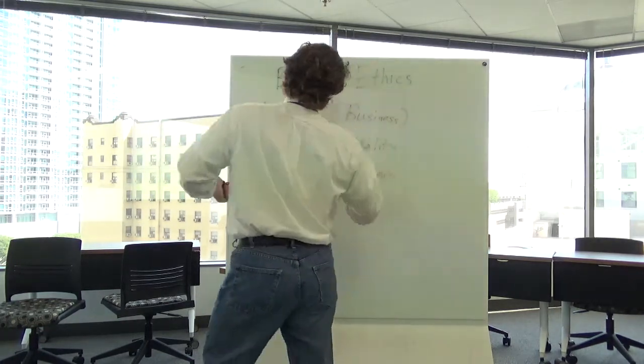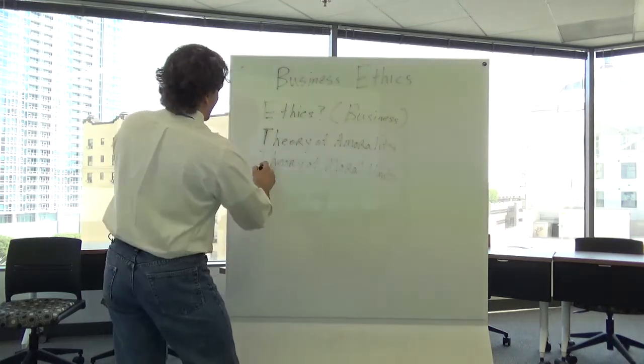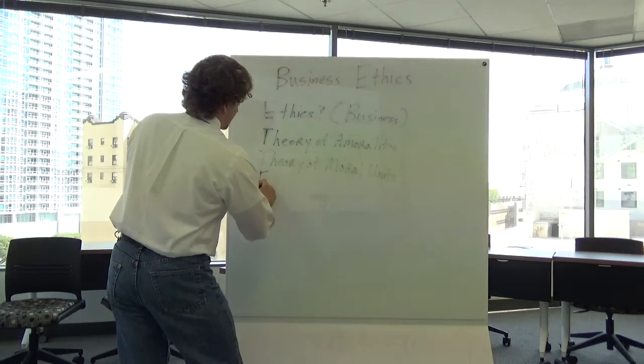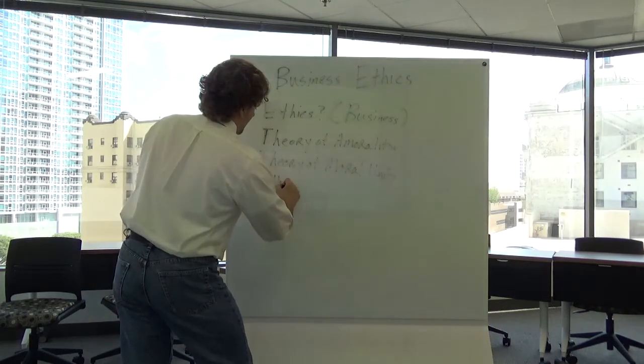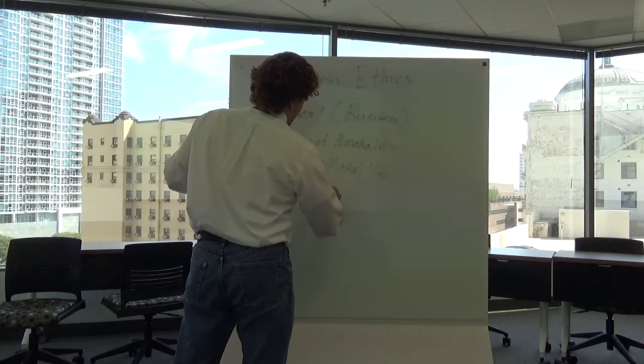Now, we also have to deal with ethical universalism and ethical relativism when we talk about cultures. Those of you that have seen my ontology videos are already familiar with this.